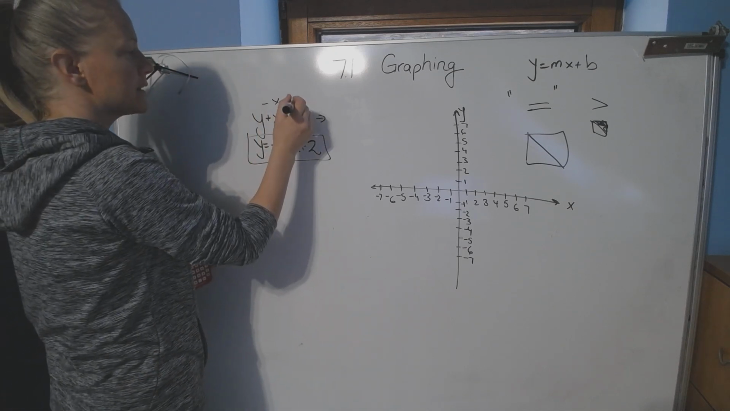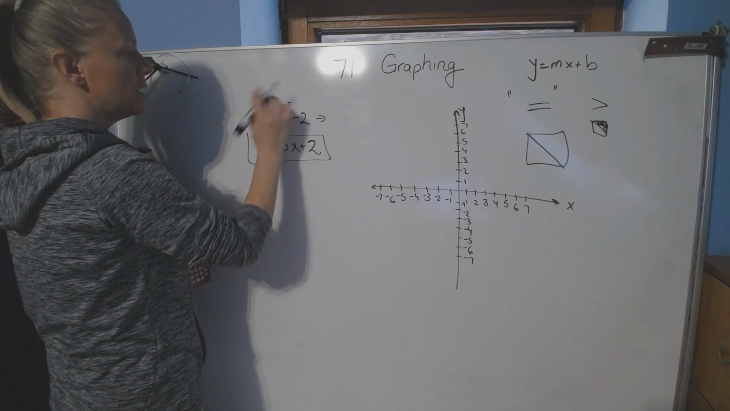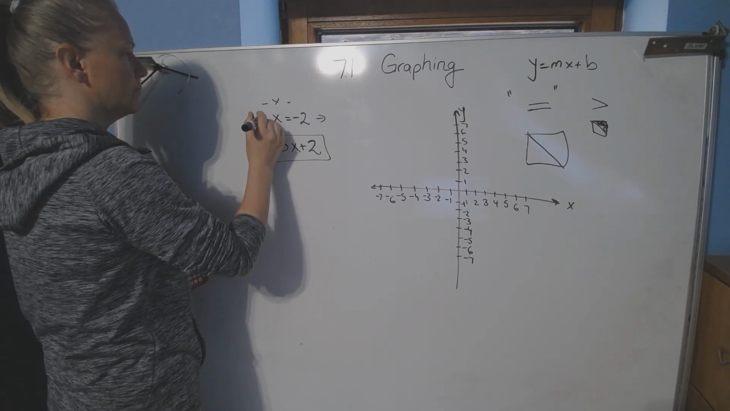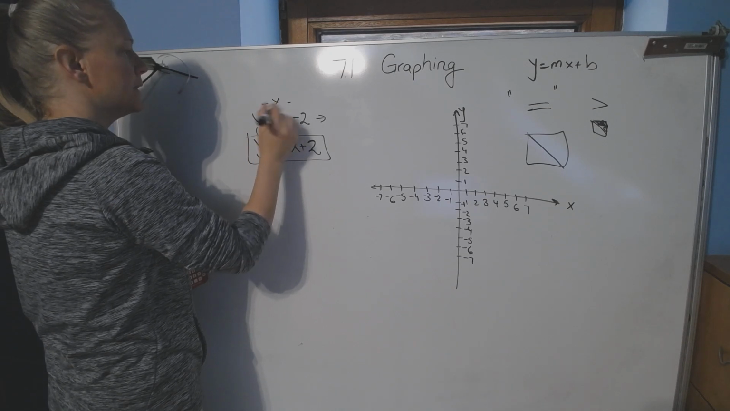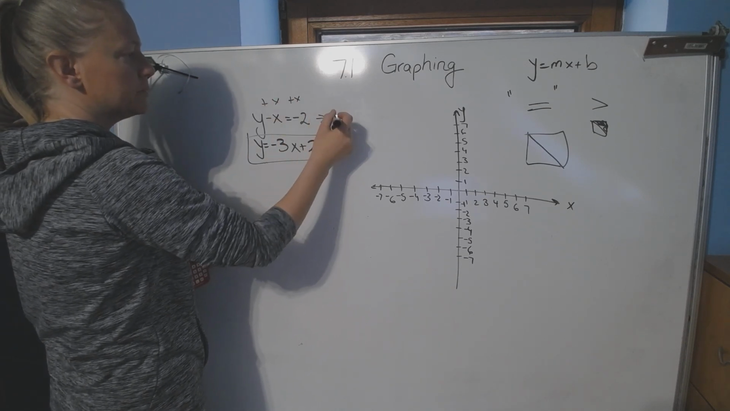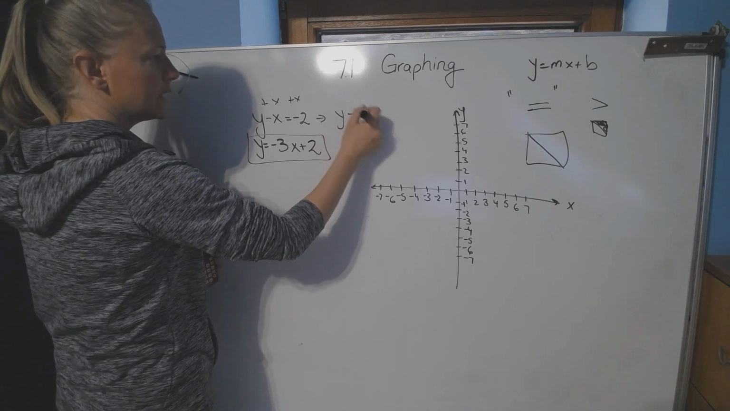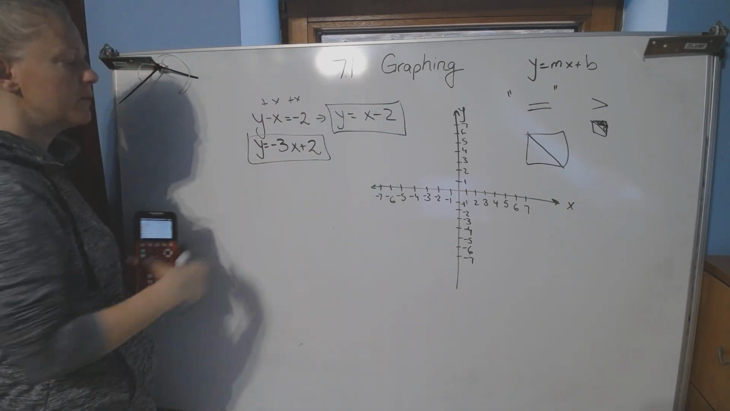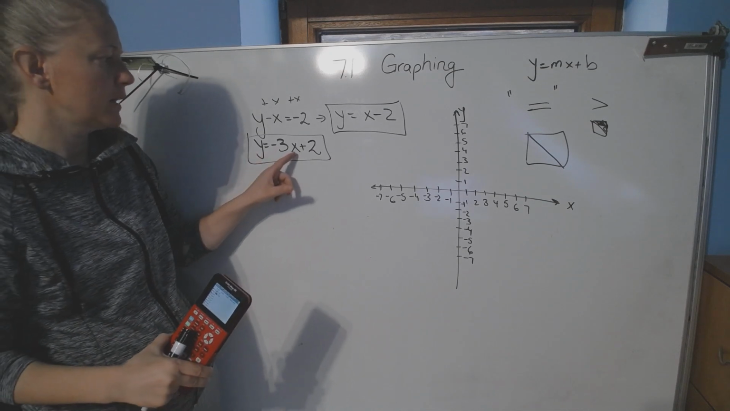I'm going to minus x. Oh no, it is plus in here, sorry. I'm going to plus x on both sides. This becomes y equals x minus 2, and it is in the right shape now. The second one is already in the right shape: y equals -3x plus 2.